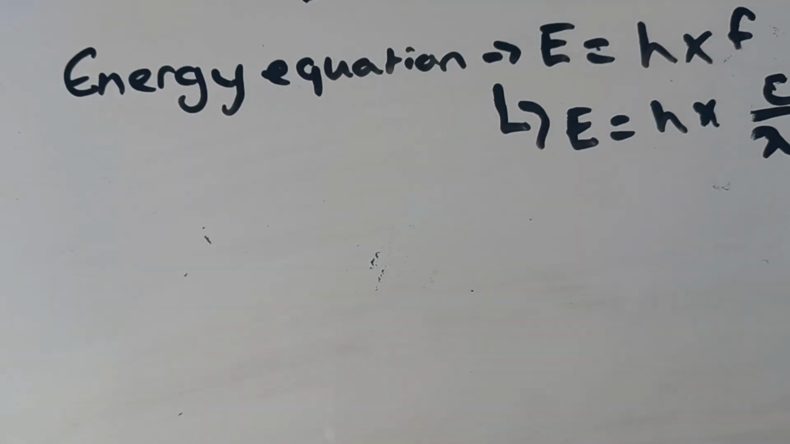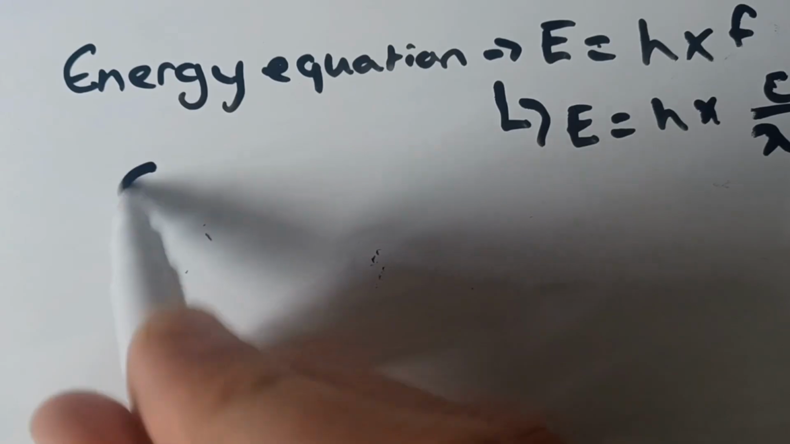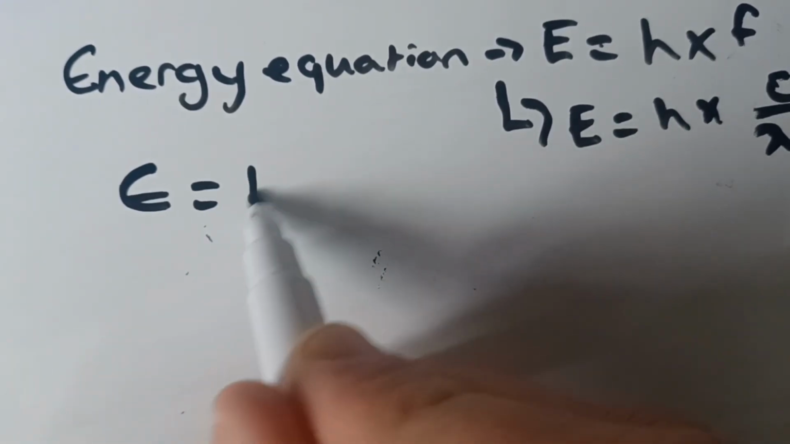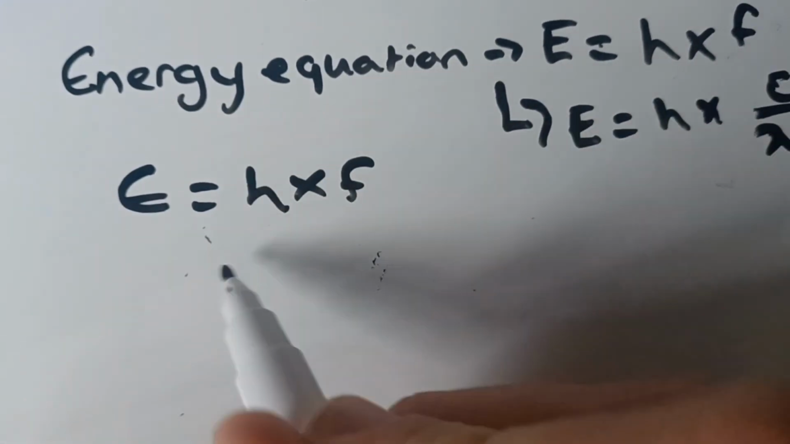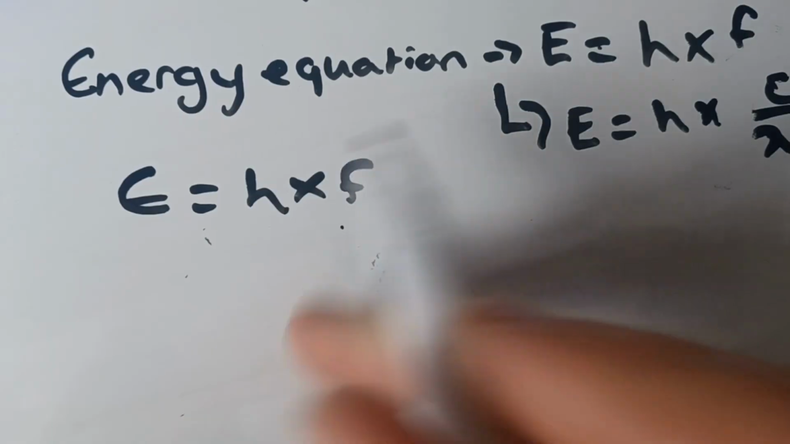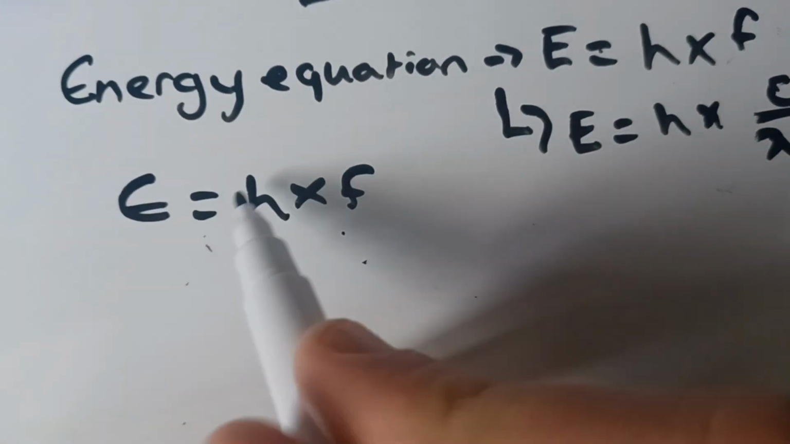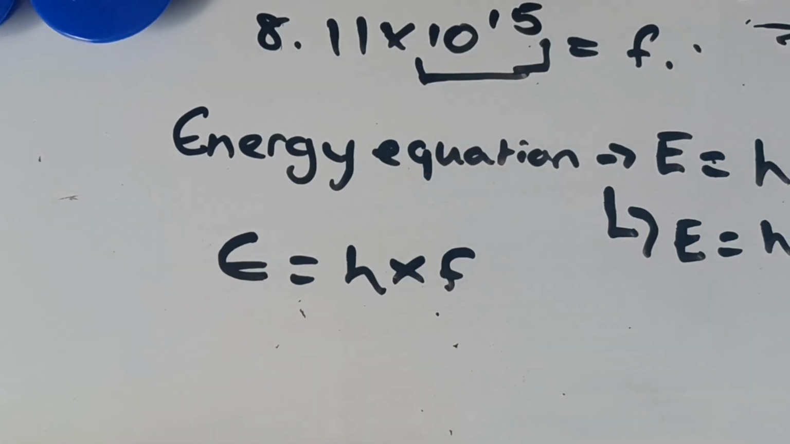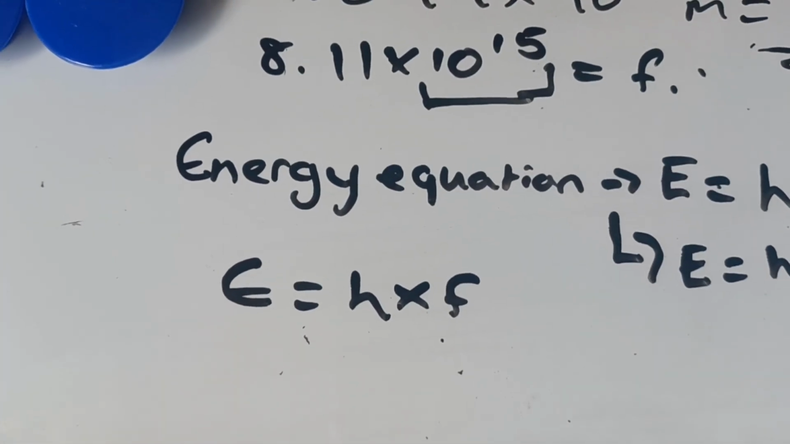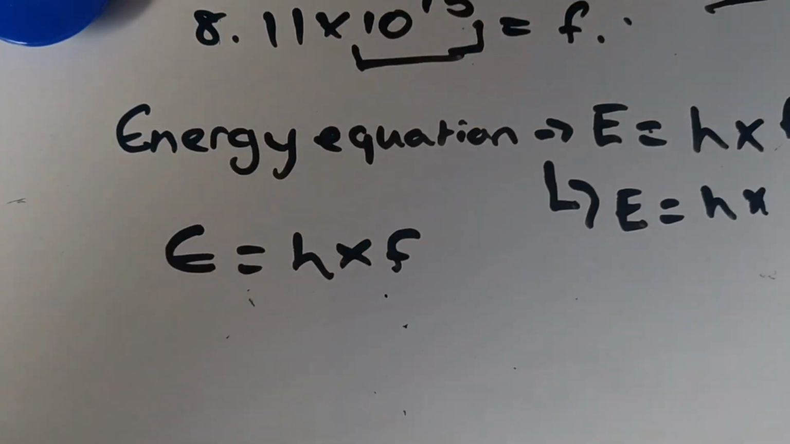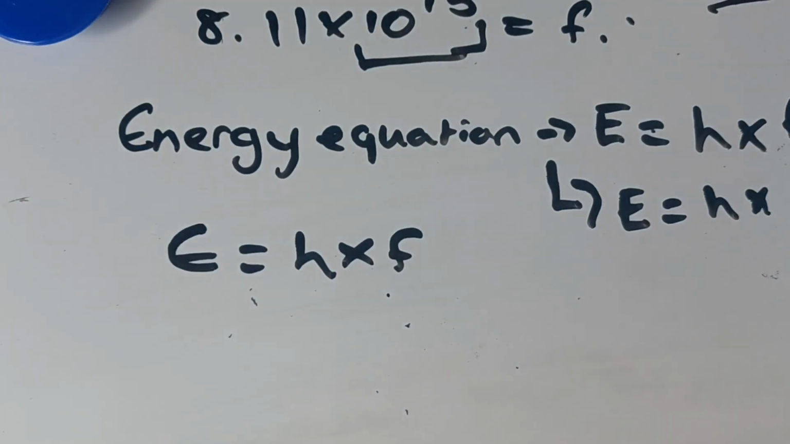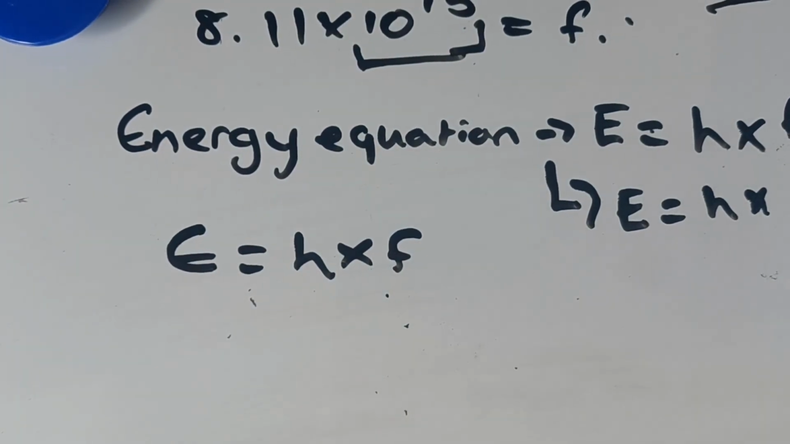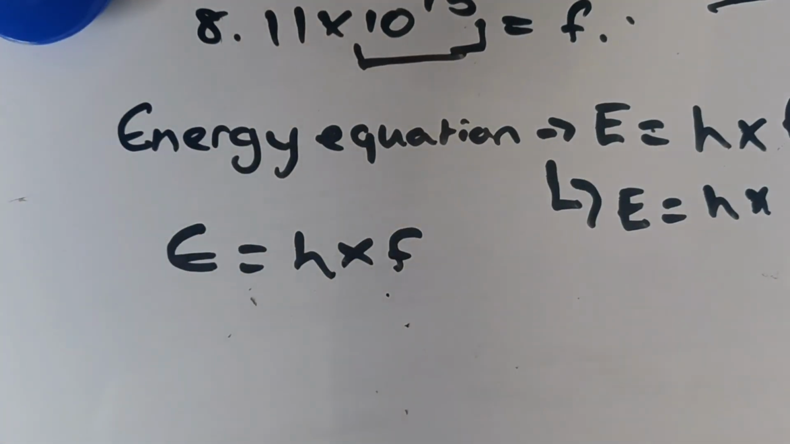We're going to take the top equation, where E equals H times F, and we will substitute in values for H and F, where H is our, what's that called? I don't actually remember what that constant's called. Let me have a look. Planck. H is our Planck's constant.